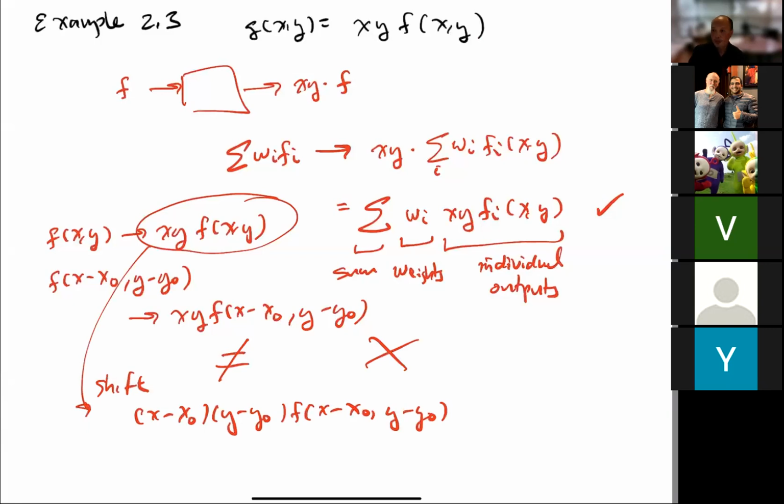All right, any questions on that or anything about linear systems and shift invariance? We have about 9 more minutes, so if you have any questions at all, we can answer them now, otherwise we can conclude.